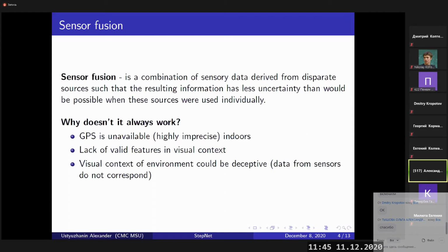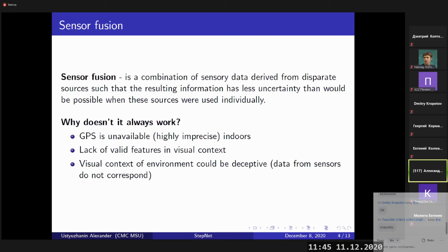Sensor fusion is a combination of sensory data derived from disparate sources in such a way that the resulting information has less uncertainty than would be possible if these sources were used individually. So that means, for example, if we have an IMU module, which tells us acceleration and angular velocity, and a digital camera, which recognizes features from image frames and estimates our movement parameters, the fusion should produce better estimations than the IMU or the digital camera individually.